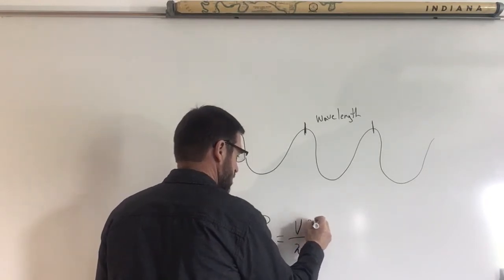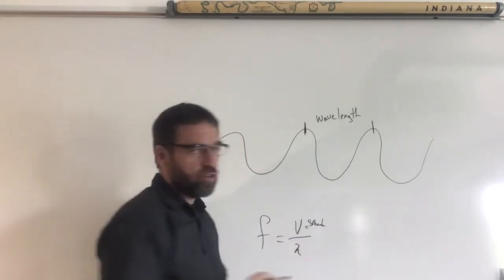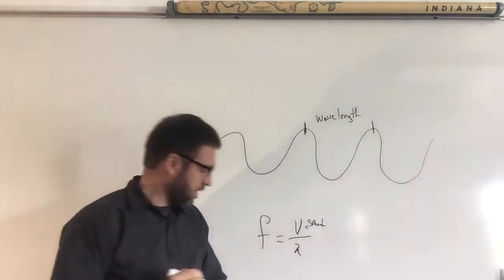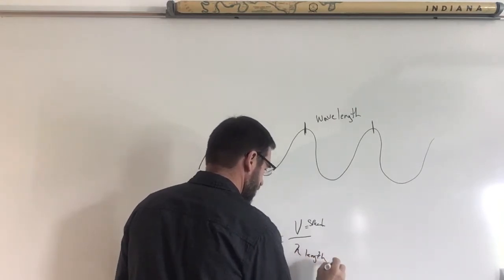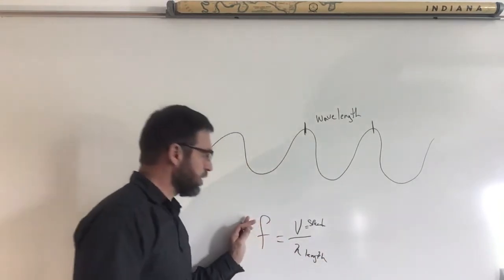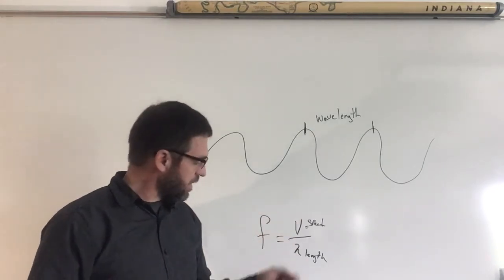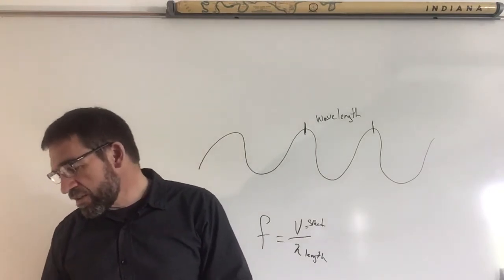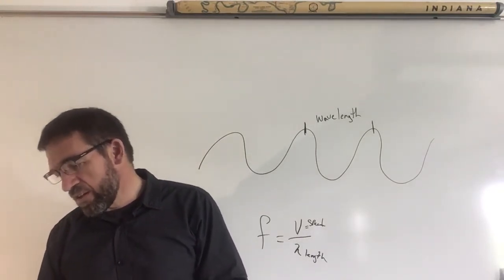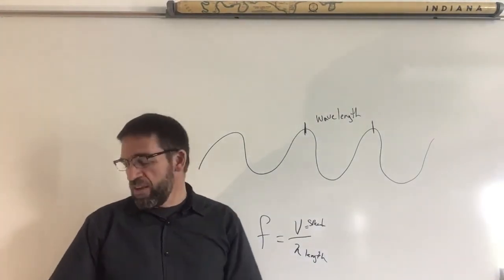I'll put speed here. And then the H stands for the length. To find the frequency, you have speed over length. And that H is actually a word, let's see if I can say it, lambda. Lambda is the way it looks like it's spelled.